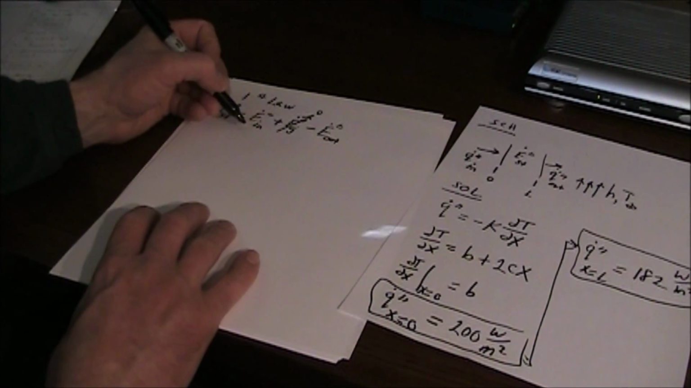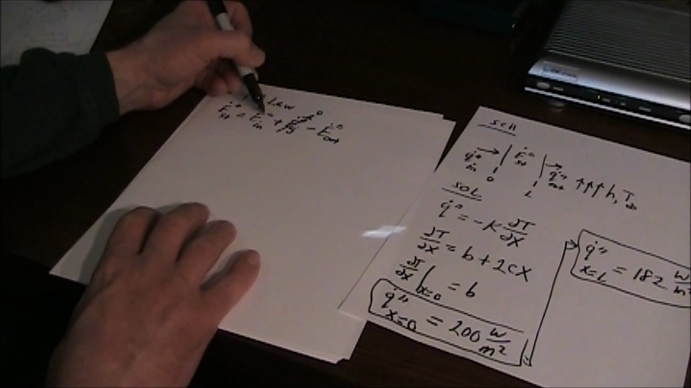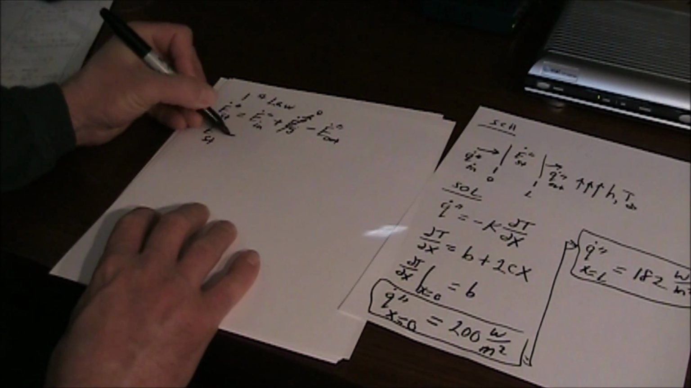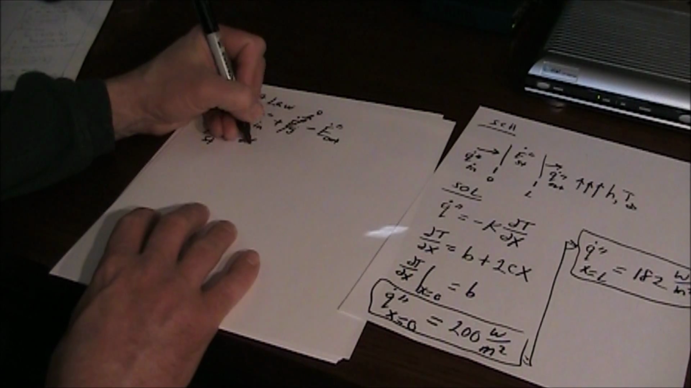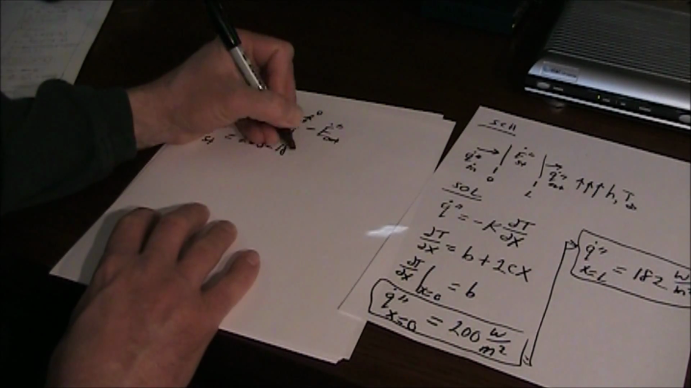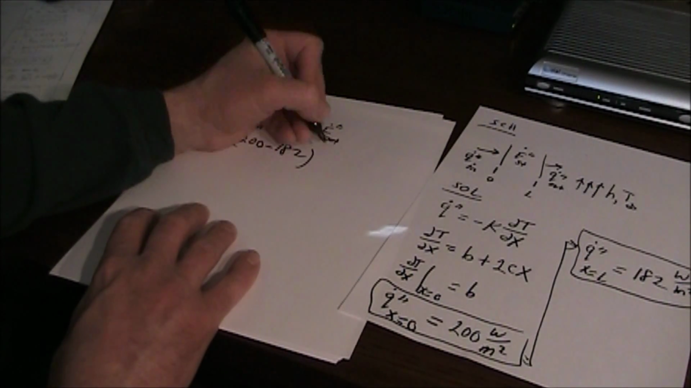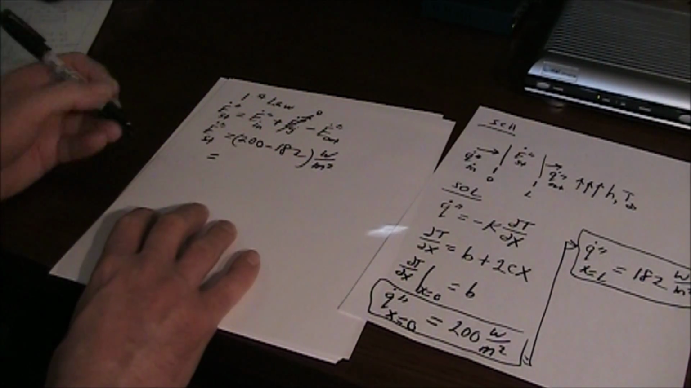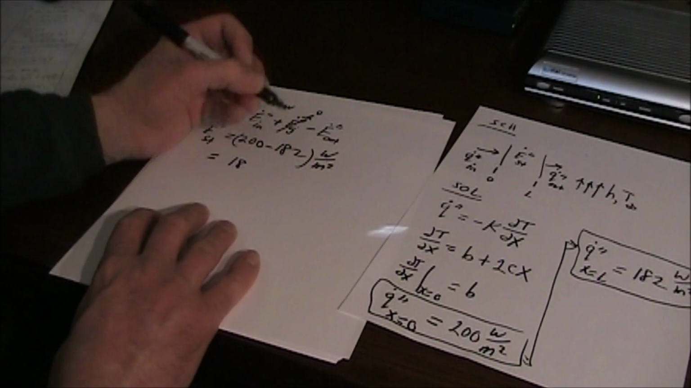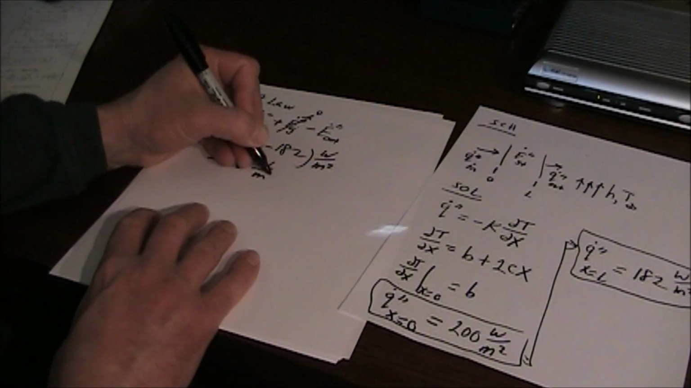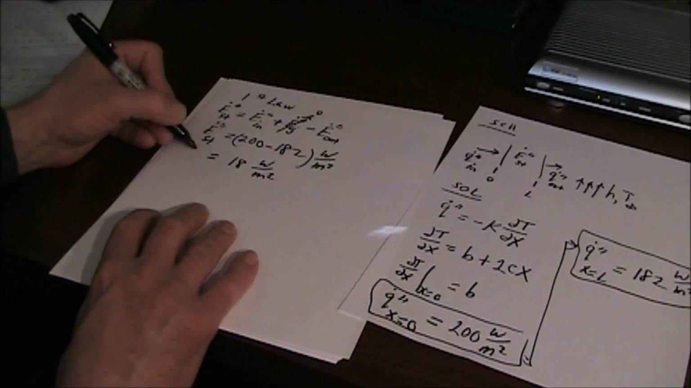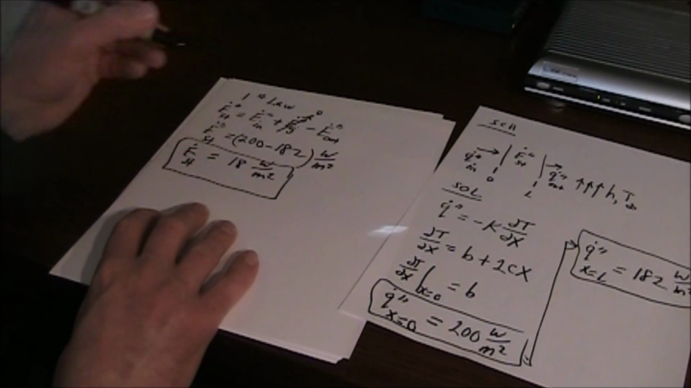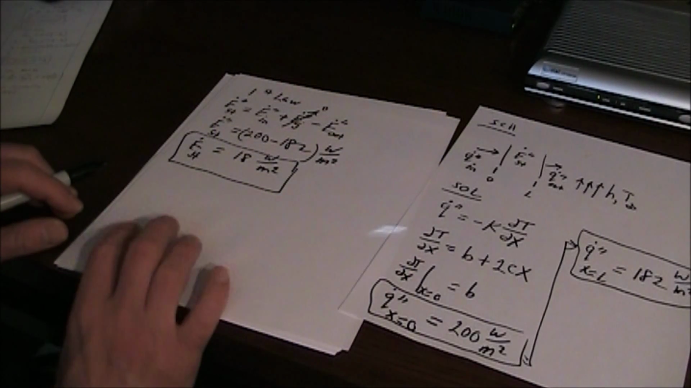So you substitute into this equation here and you would see that the energy being stored is 200 minus 182, and that's watts per meter squared, and you would get 18 watts per meter squared. Okay, so that is the energy being stored. Okay, so part B.